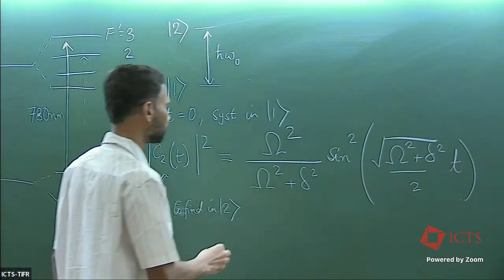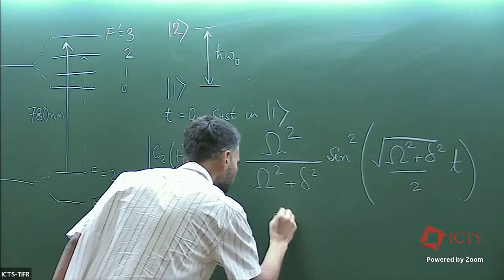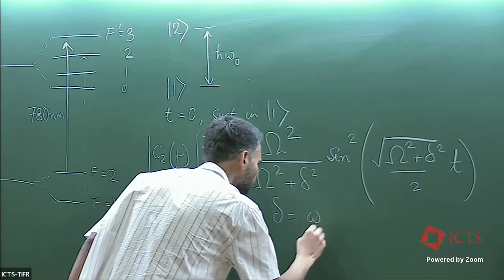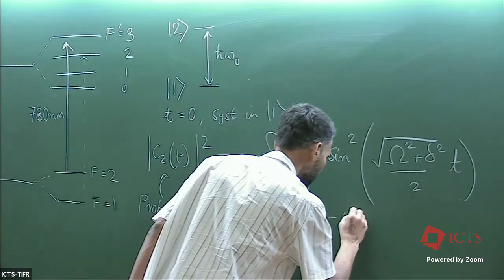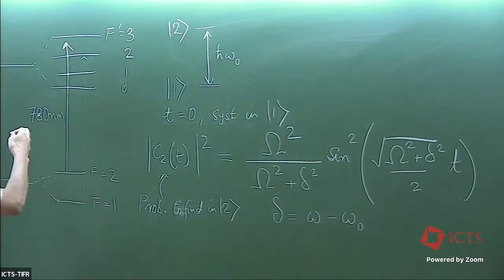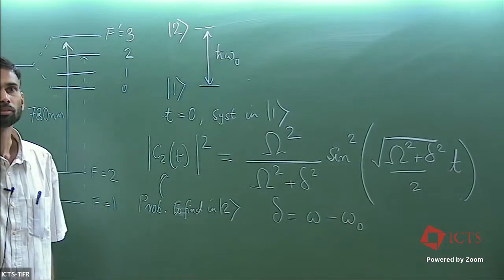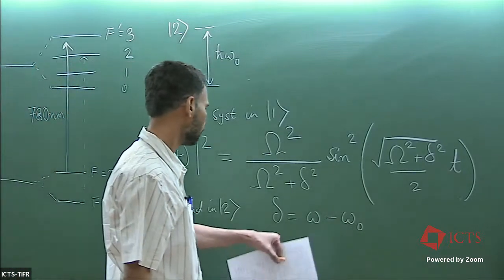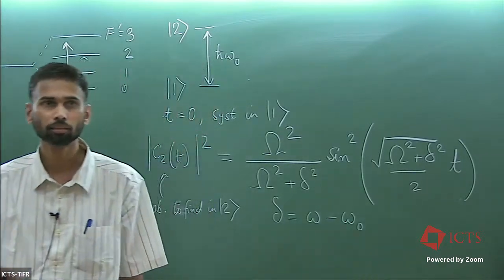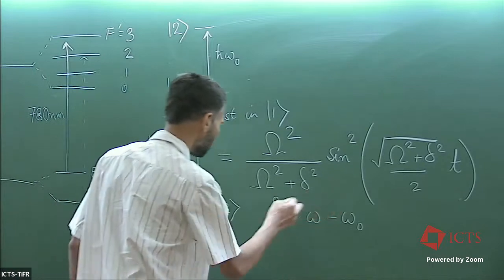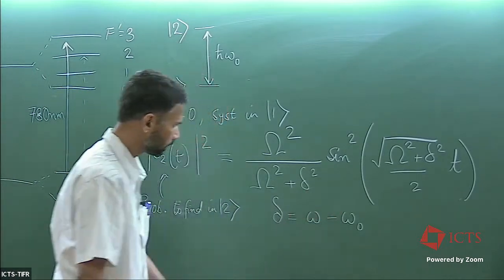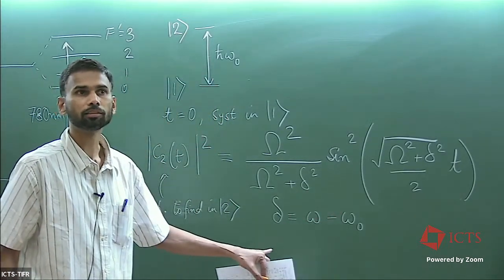So what were these deltas? The delta was the detuning, which is the frequency of the laser, which is the external frequency of the electric field, which is the drive frequency, minus the natural frequency of the system, which is basically this energy difference divided by h bar. That was the detuning. If delta is negative, we call it red detuning. If it is positive, we call it blue detuning, right? And later on, we'll try to say that for laser cooling to work, this delta has to be negative.